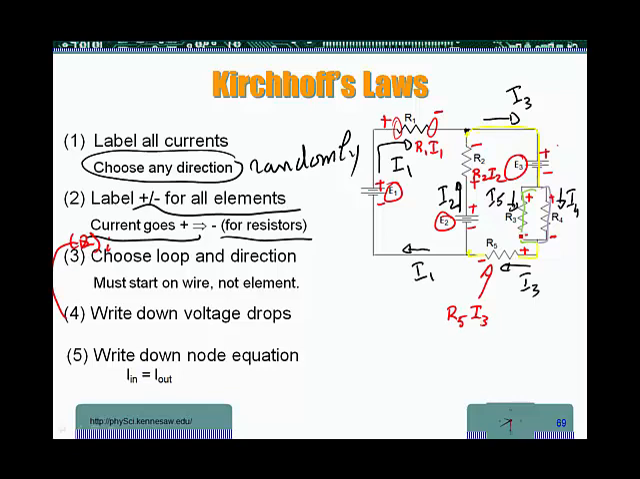For R3, I'm going to write it way down here. It's going to be R3 times I5, the current flowing through R3. And for R4, it's going to be Ohm's law again, R4, and the current flowing through R4 is I4, so it's going to be R4 I4.